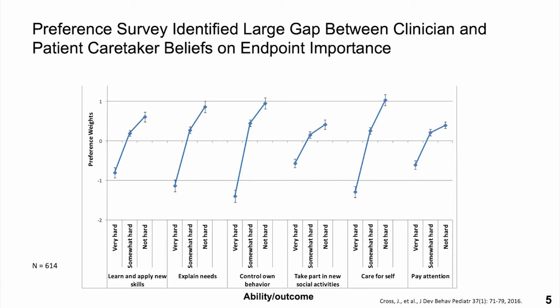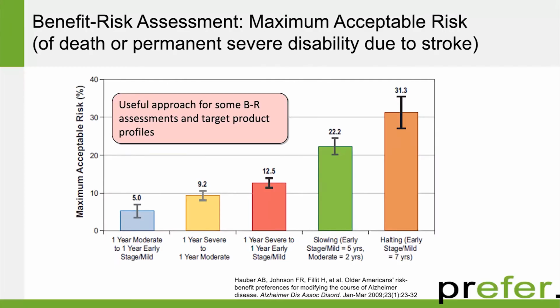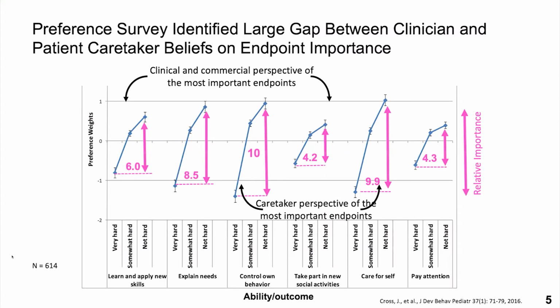So there are 6 attributes, like learning and applying new skills and explaining needs. These are explained more obviously in the survey. Now, when the people conducted the survey, there were 2 attributes that were considered most important. The first and the fourth are the ones that the clinical and commercial people thought were the most important. Now, the size of the purple line shows the relative importance of the attributes. And you could see the fourth one is actually the least important. So the clinical and commercial perspective actually got it totally wrong.